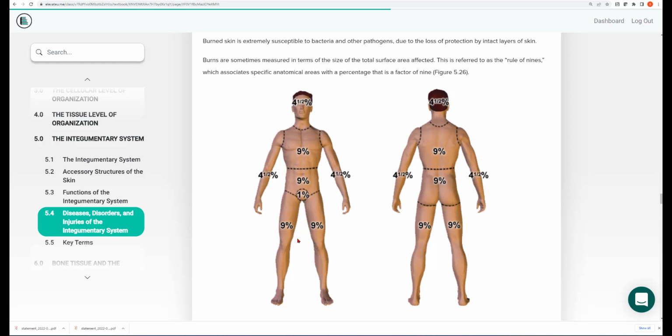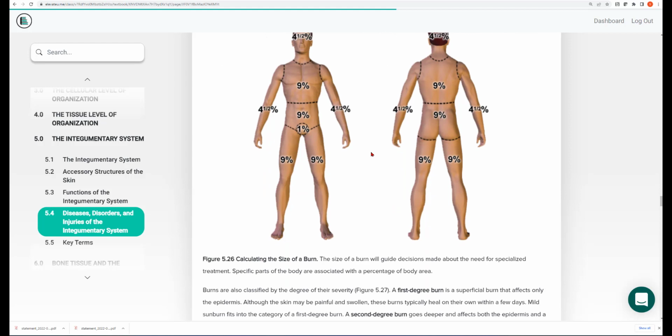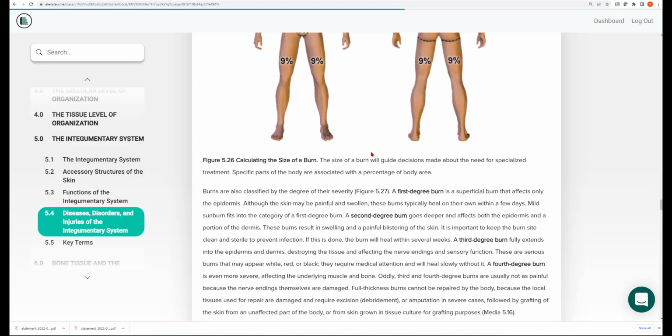Front of the leg, 9 each leg. Back of the leg, 9 each leg. Arms are smaller than legs, so they're only 4.5 on each side. The head, 4.5 on the front, 4.5 on the back. Again, this is just a general, easy way to approximate the percentage of the body that has been affected by a burn. The higher the percentage of area, the greater the chance of death from the burn.